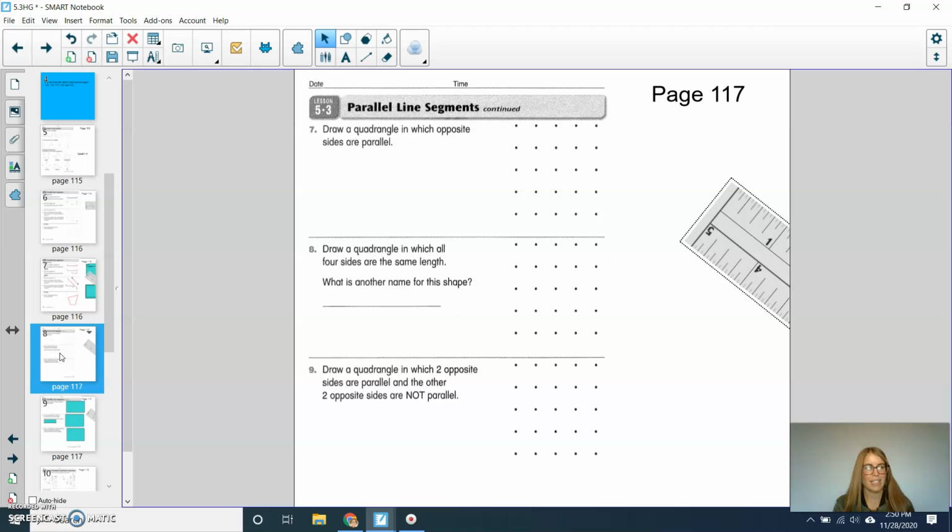All right, now let's take a look at page 117. Draw a quadrangle in which the opposite sides are parallel. So can you draw a 4-sided figure and have your opposite sides parallel? Press pause and then play when you're ready to check.